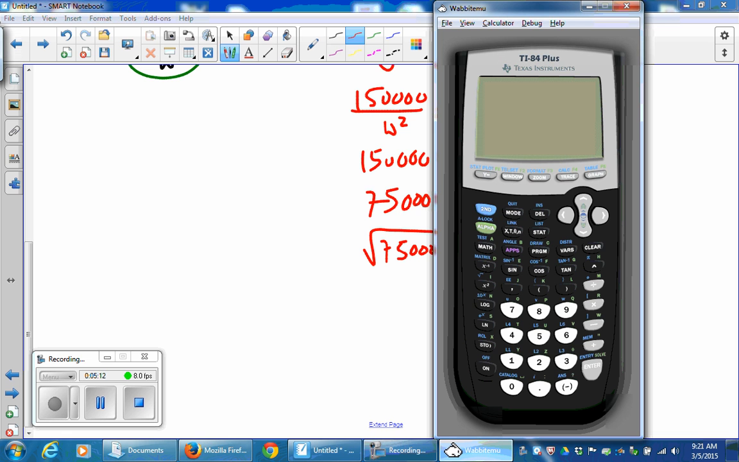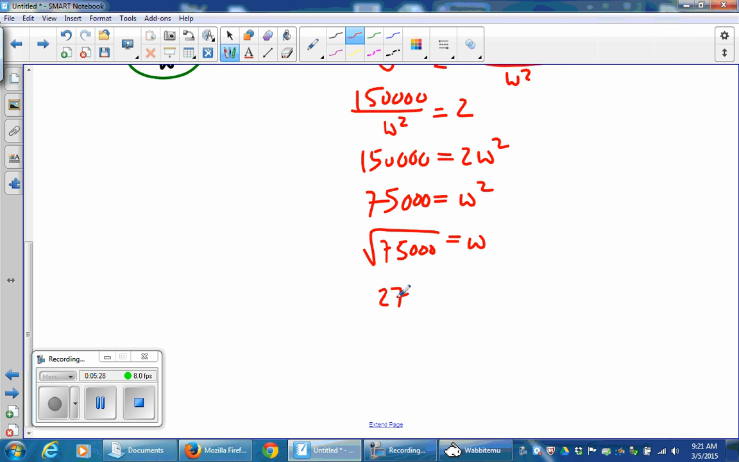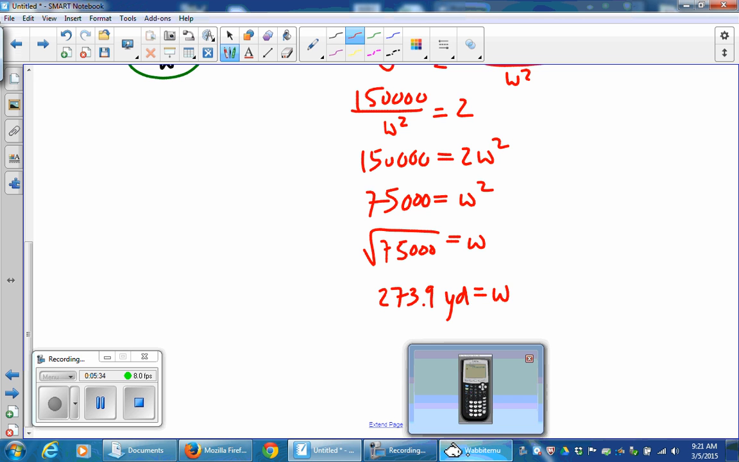Square root of 75,000, and we get 273.86. So come back here: 273.9 yards equals W. The question says, what dimensions would require the least amount of fencing? So the dimensions are your width and your length. This is the width. So how do we find the length?